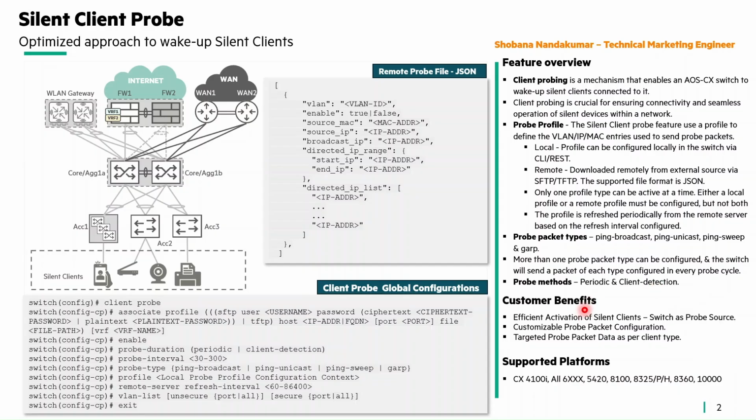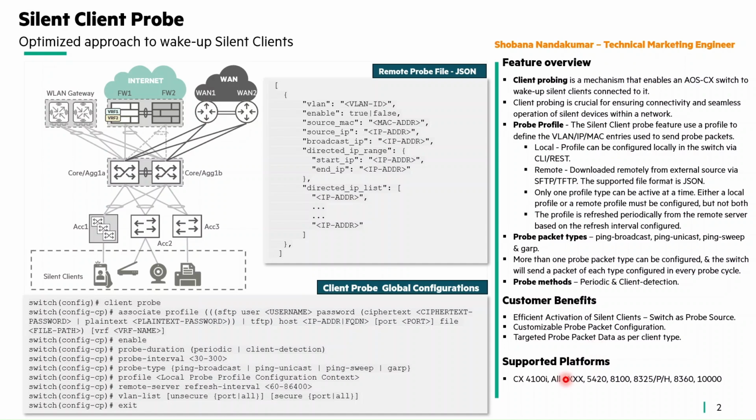So let's see the customer benefits. Efficient activation: the switch serves as the probe source, improving detection and activation of silent clients. Customizable configuration: probe packets can be tailored according to the network requirements. Targeted probing: probe data can be defined to suit the different types of clients, enhancing operational efficiency.